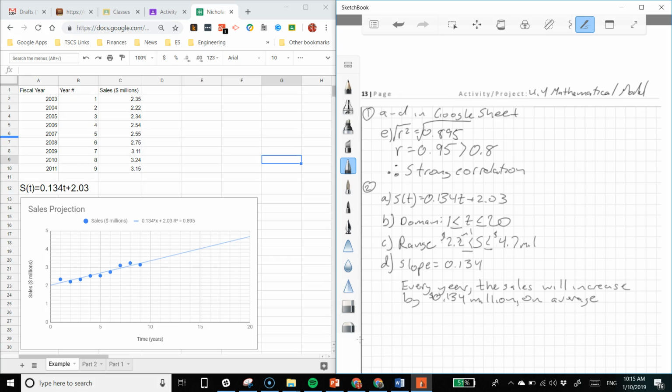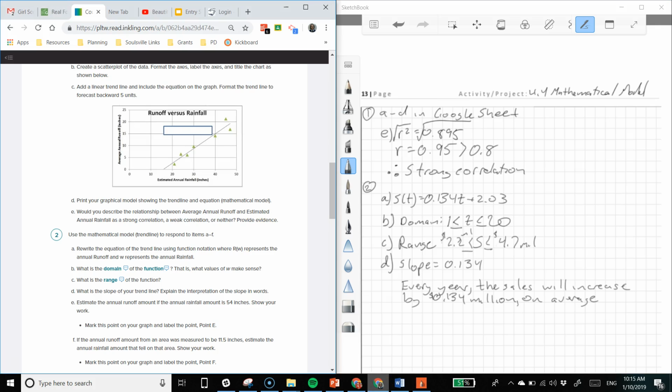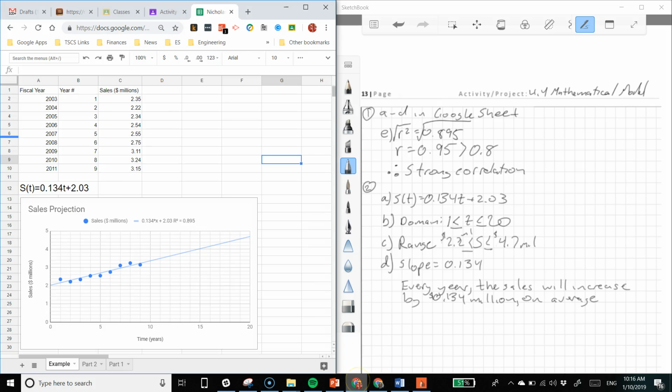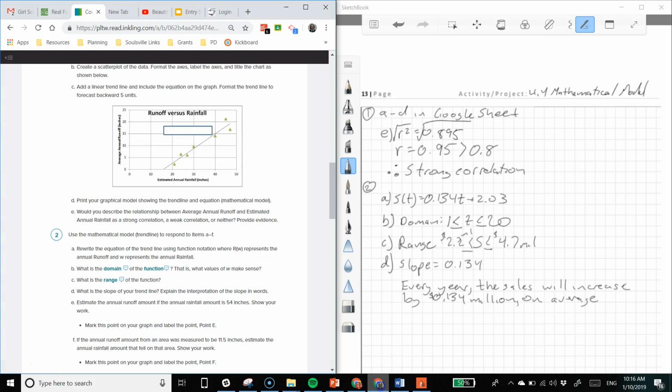All right, moving on to E. Estimate the annual runoff if the annual rainfall amount is 54 inches. Okay, so it's asking you to estimate runoff, which is the y-axis, based on the x-axis of rainfall. Again, I'm going to be using time versus sales, and I'm going to choose a different number instead of 54 because I said my domain is less than 20, so I have to do something between 1 and 20 for my E.